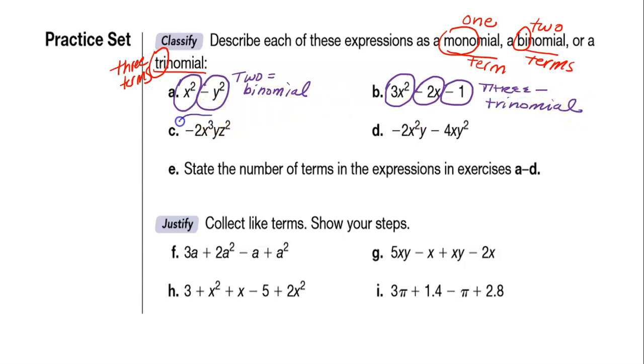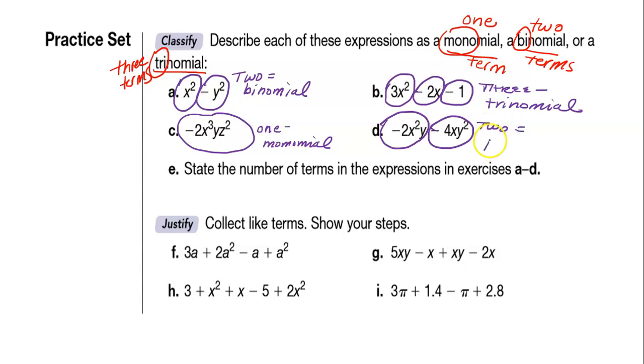okay? Here we just have one term. There's no addition, subtraction, there's nothing, so we have one term, so that's a monomial. And here we have this term and this term, so we have two, which is a binomial. Okay, and I went ahead and answered the number of terms each time, so we're good on E.